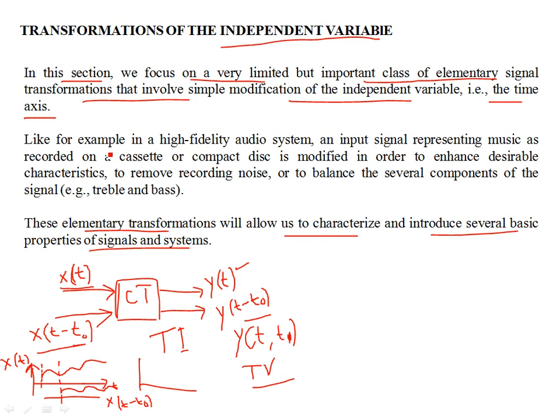For example, if you have a high fidelity audio system, it could be a piece of music or a piece of speech, whatever it is, stored in a compact audio CD, or on a magnetic tape. And this recorded data, for example, if you want to play at twice the speed, then the modification on the time axis will be, instead of t, it will be 2t.